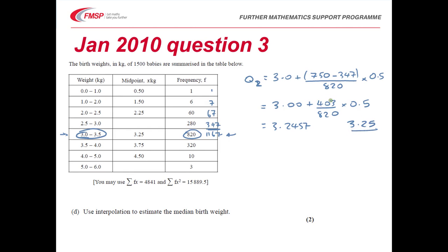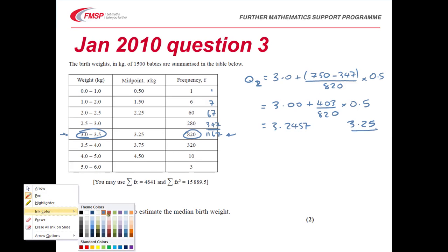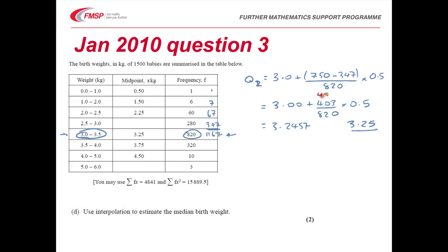Instead of using 403, you could have used 403.5. That would be acceptable if instead of dealing with 750 you used 750.5, because you used n plus 1 over 2 to estimate the median instead. That's perfectly acceptable. So how are your marks awarded here? Well, you don't get many marks, you get 2. You get 1 for doing a correct interpolation, and you get an accuracy mark for getting an answer that rounds correctly. Some of you may have seen a pictorial way of doing this. That is entirely fine as well.